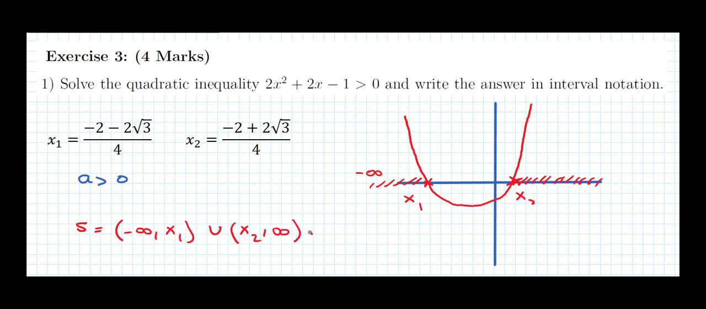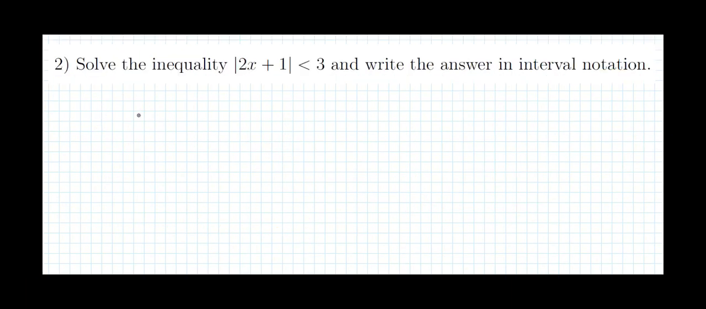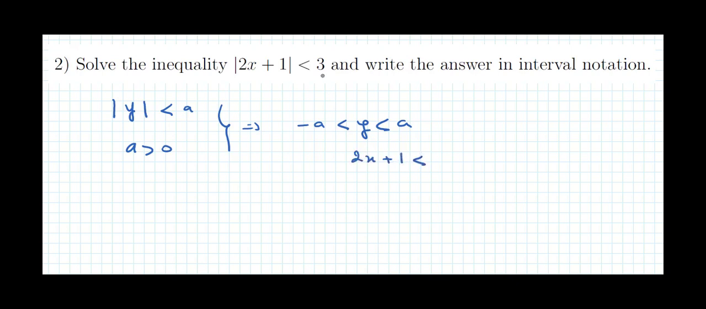In the second question, we have to solve the inequality absolute value of 2x plus 1 less than 3 and write the answer in interval notation. We recall that when you have the absolute value of y less than a, where a is a positive value, this is equivalent to saying that minus a is less than y less than a. So we have a double inequality here, where y is 2x plus 1, and the value of a is 3.